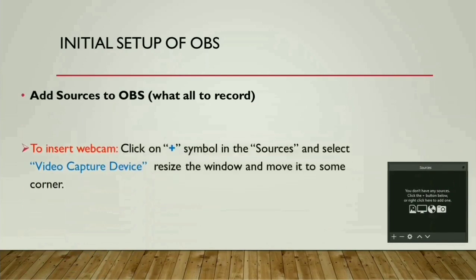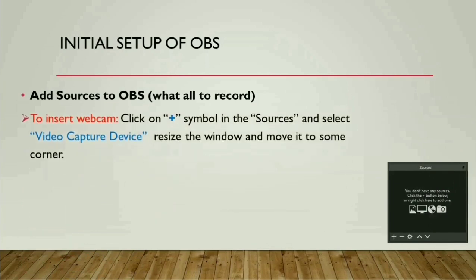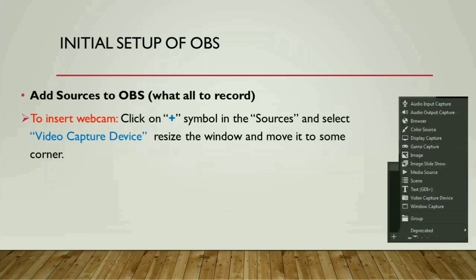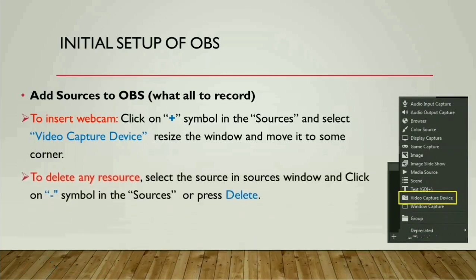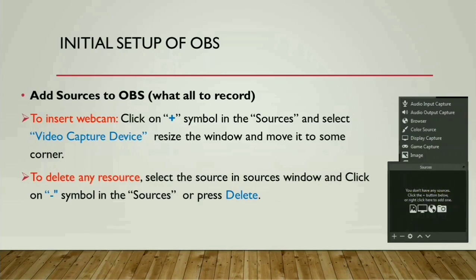Now, if you want to add a webcam to your screen, then click on the plus symbol in the sources and select video capture. Resize the window of the video capturing device and move it to some corner. If you want to delete a particular source, then select the particular source in the sources window and click on the minus symbol, or you can just press the delete button after selecting a source.